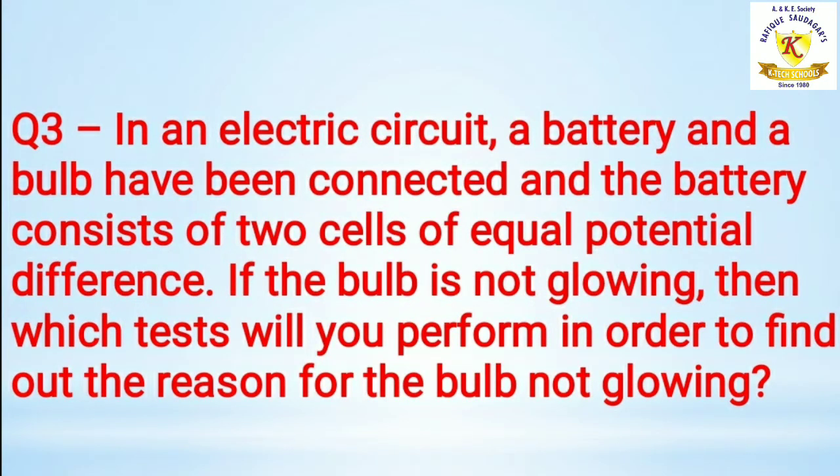Question number 3. In an electric circuit, a battery and a bulb have been connected and the battery consists of 2 cells of equal potential difference. If the bulb is not glowing, then which test will you perform in order to find out the reason for the bulb not glowing? Understood the question? Now let's see the answer for this question.